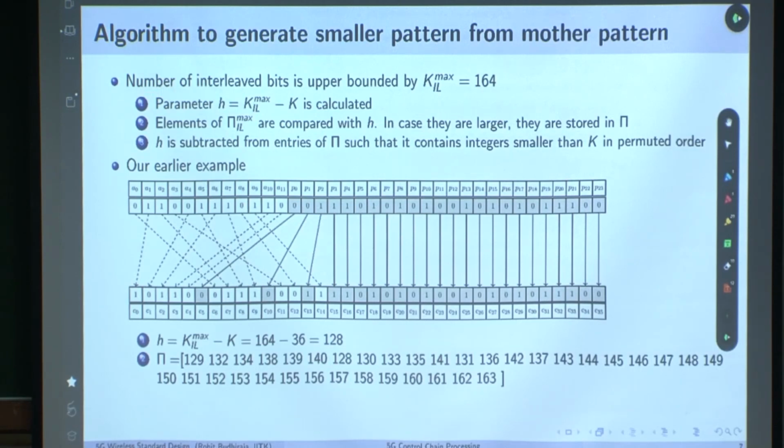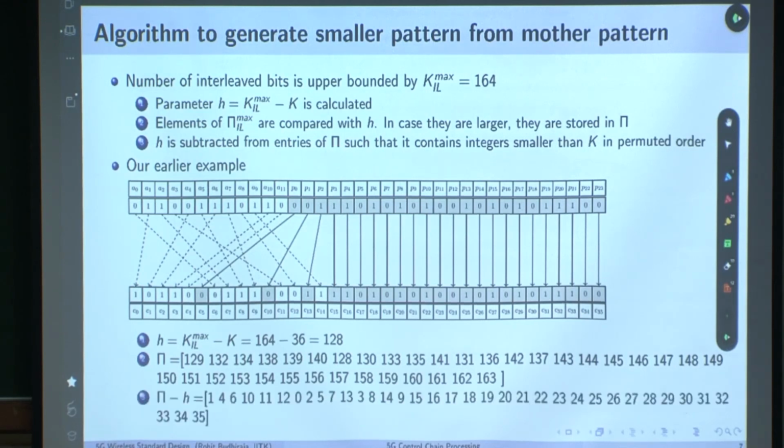It will give you exactly how many numbers after this comparison. Now it's clear what we are saying here, okay, right? But these entries are 129, 132, you don't want them. You want 36 entries, but their indices should be between 0 to 35. Because these are the locations you want to interleave. What do you do? You subtract H from it. That's what we are doing. H is subtracted from entries of pi.